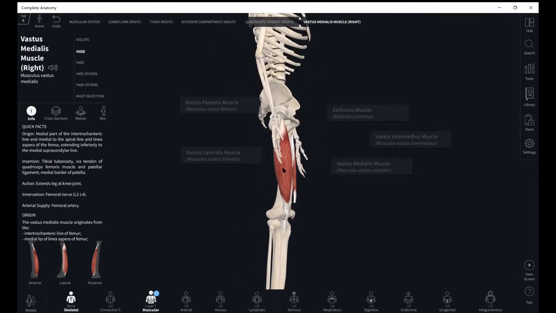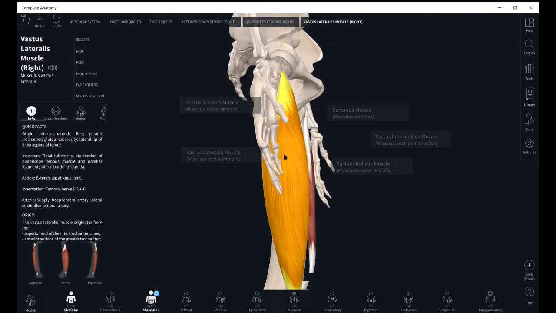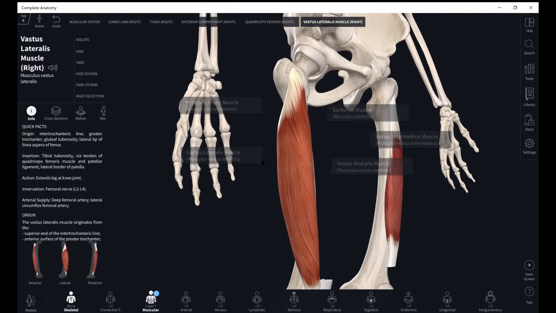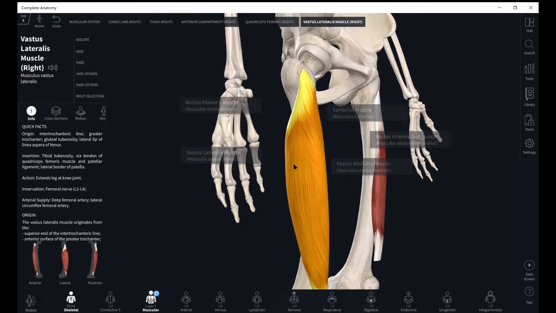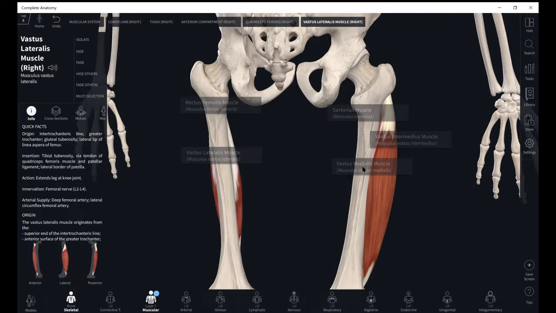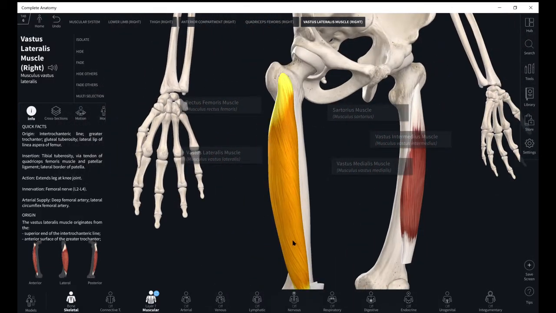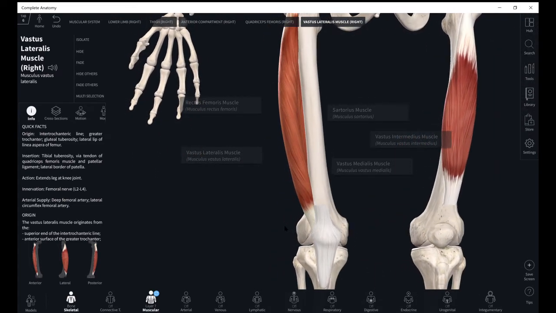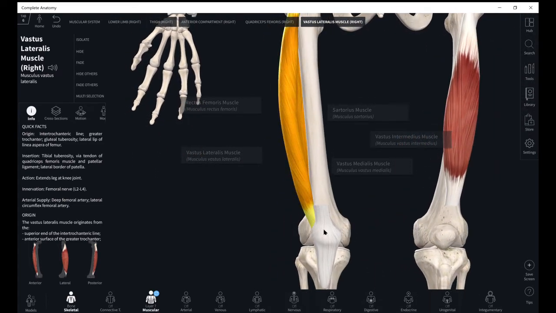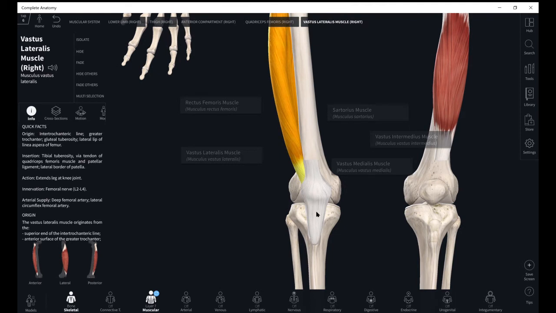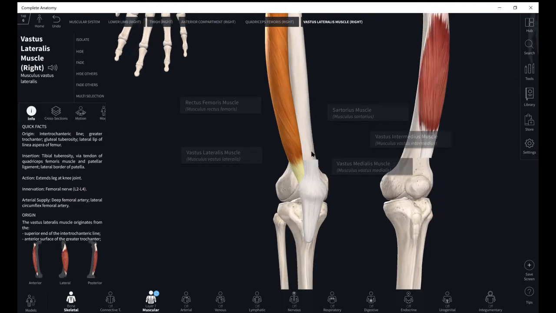So here, that hand is in the way. Okay, so its origin: the intertrochanteric line, the greater trochanter, the gluteal tuberosity, and the lateral lip of the linea aspera of the femur. So again, a fairly large footprint for its origin, and it inserts again at the lateral aspect of the patella via the quadriceps tendon, and the tibial tuberosity via the patellar ligament. Again, its innervation: femoral nerve, L2, L3, L4.